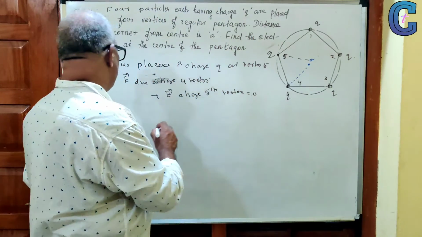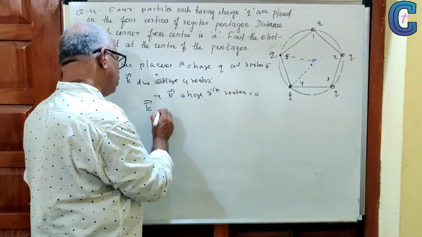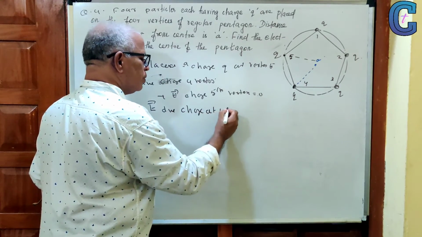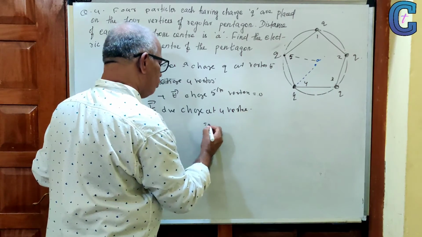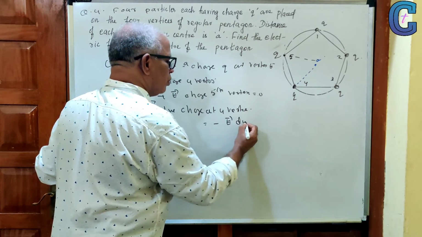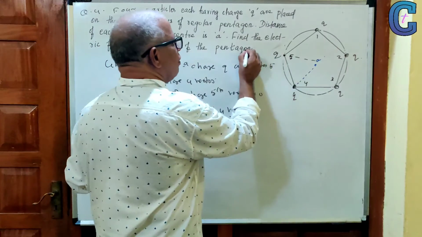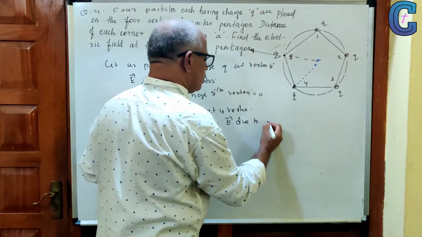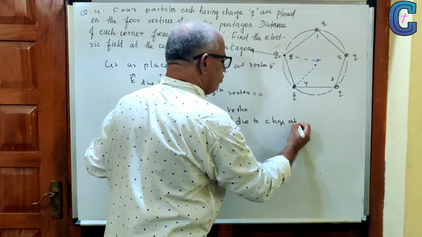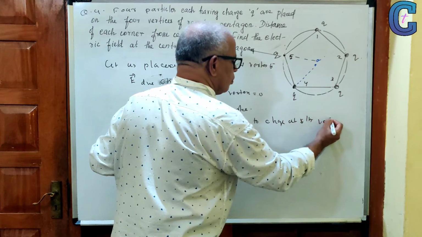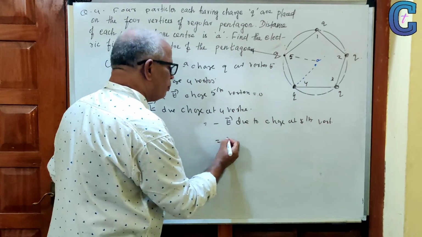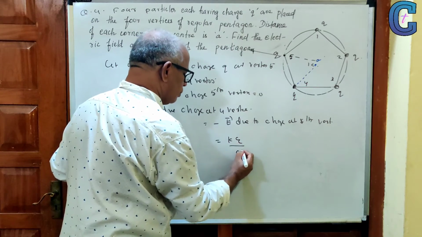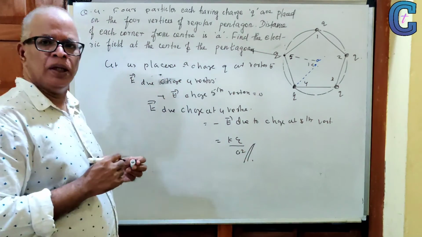So the electric field due to charge at the 4 vertices is equal to the negative of the electric field due to the charge at the fifth vertex. Therefore, its magnitude is kq by a square. Very simple it is. kq by a square.